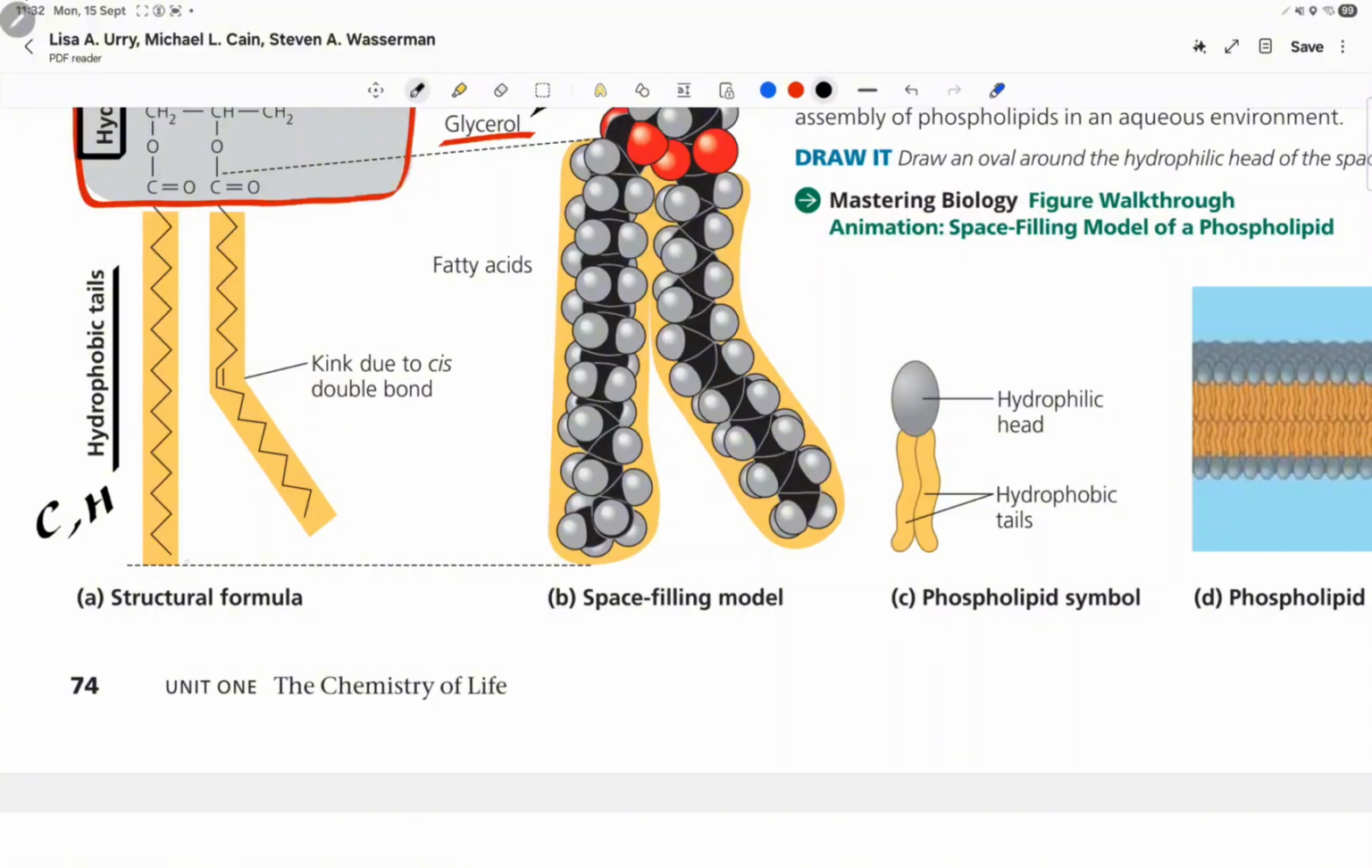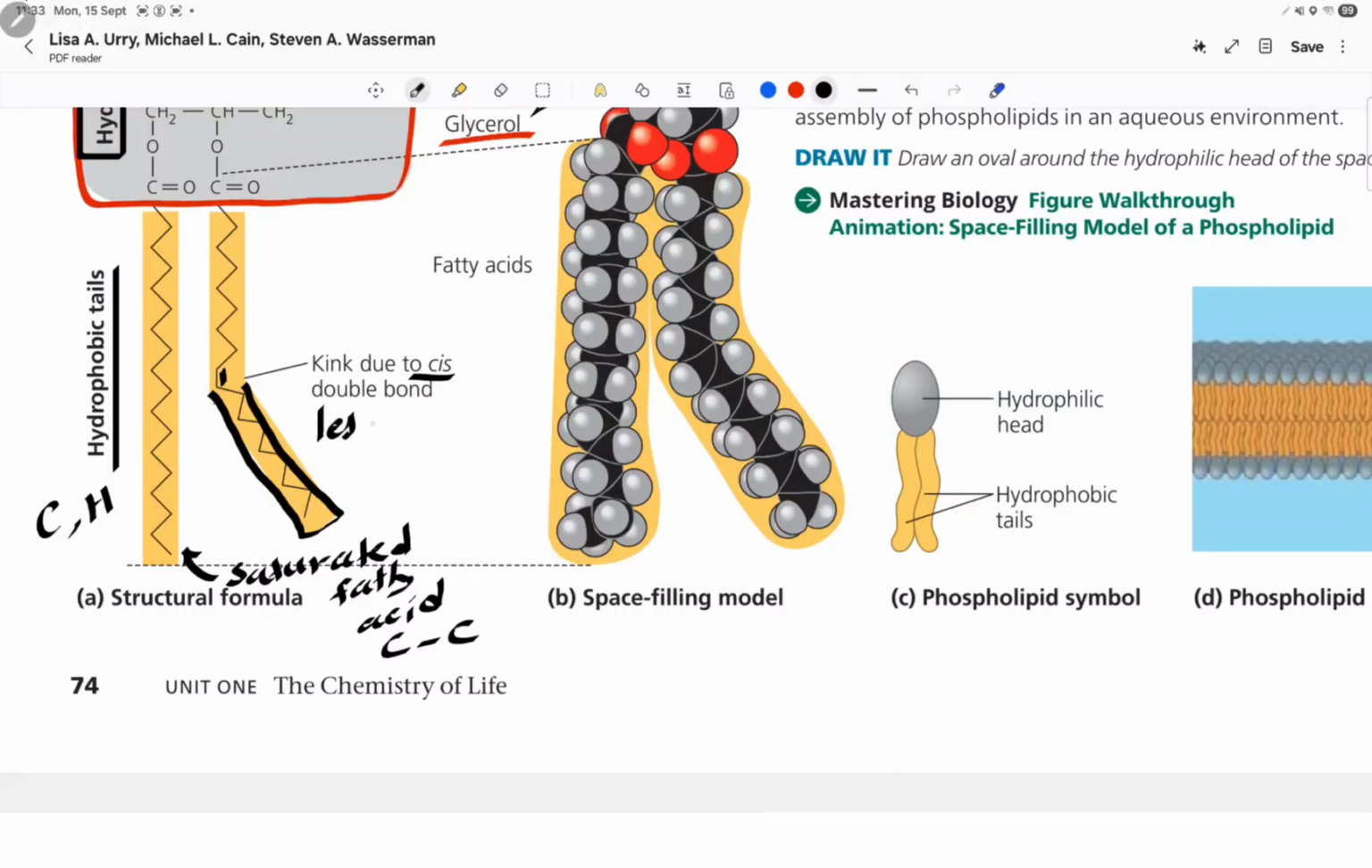Now, as you can see here, this is going to be a saturated fatty acid because we only have single bonds between the carbon atoms. But here we're going to have a double bond of the cis type, which will cause bending of the fatty acid, and this bending is going to be responsible for lowering the melting point. And now a fatty acid with a cis double bond is going to be called an unsaturated fatty acid.